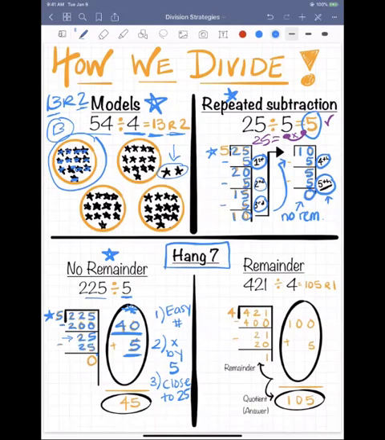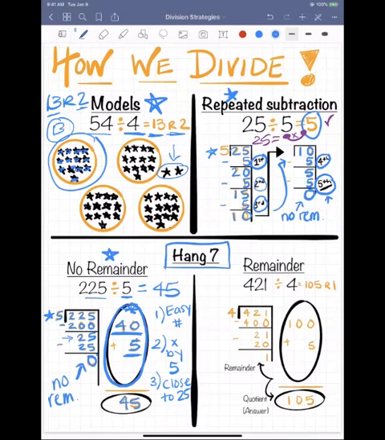So when we subtract, we know 25 minus 25 is 0. So again, just like above, this tells us we have no remainders. There's nothing left over. Okay. The last step to find our answer, we go back to our circle and we add all the numbers inside of it together. So in this case, we have 40 and we have 5. So 40 plus 5 is 45. So our answer to the problem is 45. And we don't have a remainder.